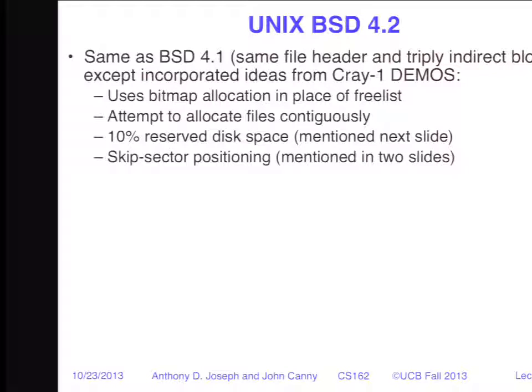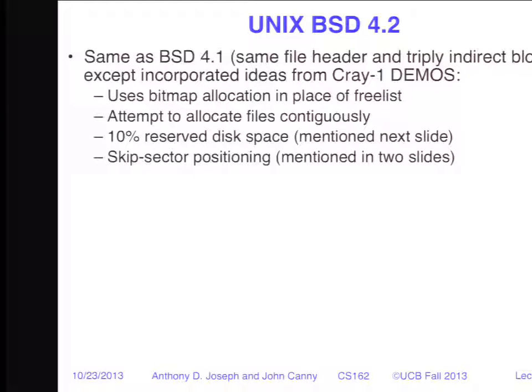With a bitmap, now when I need to find blocks, I can just look in the bitmap, right? And then I can find a 0. That gives me an unallocated block. If I find a run of zeros, that gives me a contiguous range of unallocated blocks. And that's a good thing.